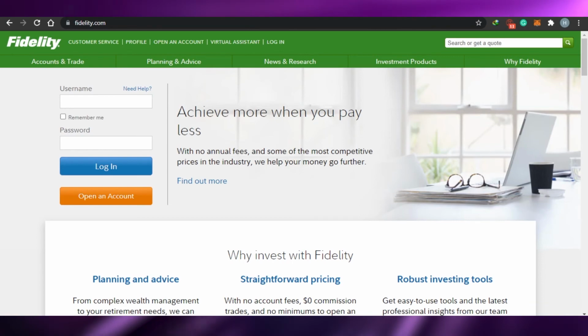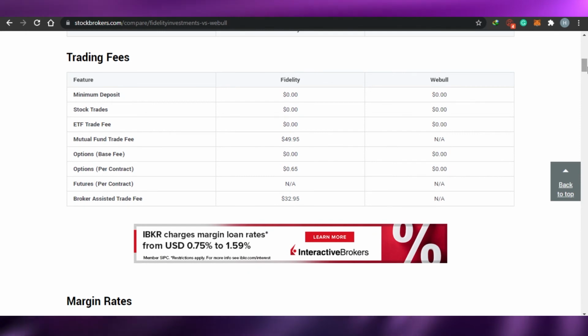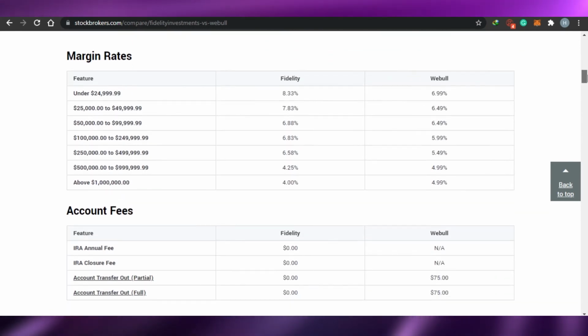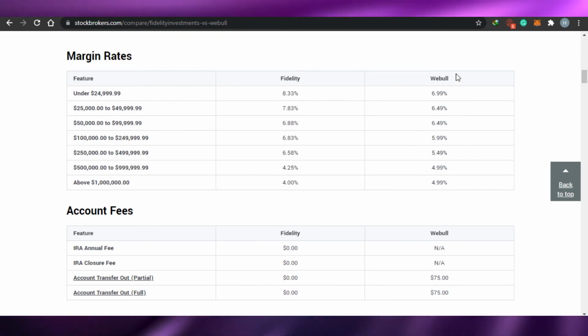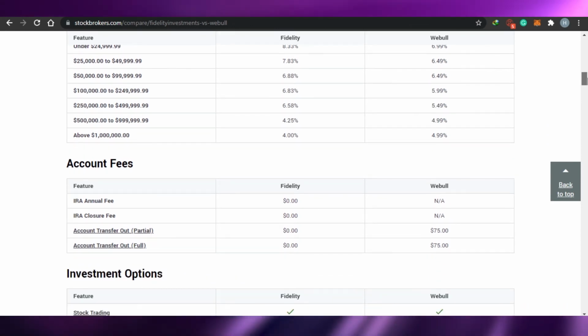If I take you to another comparison between these two, you can see a comparison right here in the trading fee. They both have 0 minimum deposit and stock trades. This is where the comparison comes, that mutual fund trade fee, Fidelity has 49, and WEBULL has none. And then again, the option per contract is 0.65, but WEBULL does not have any. And when it comes to margin rates, you can see the differences right here. WEBULL is a little less than Fidelity when it comes to account fee.